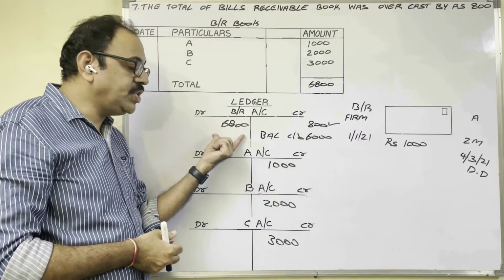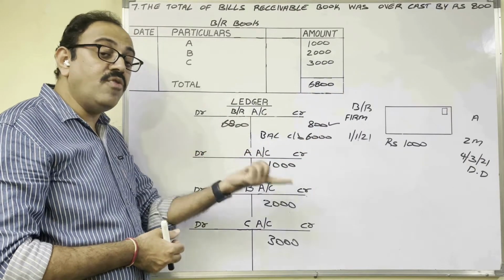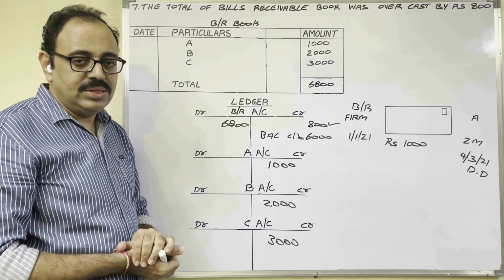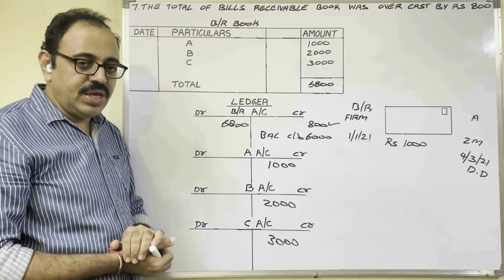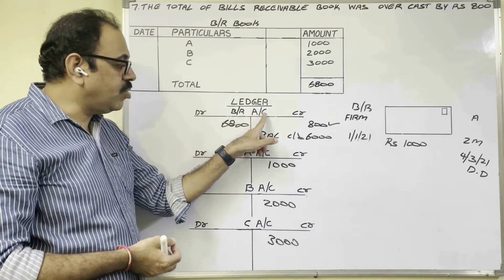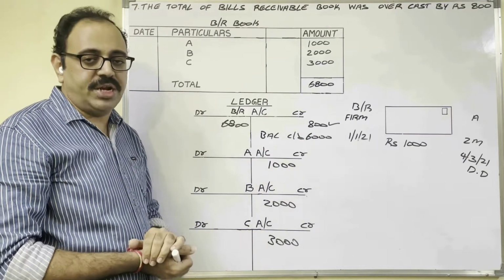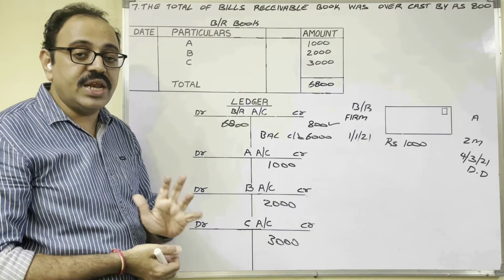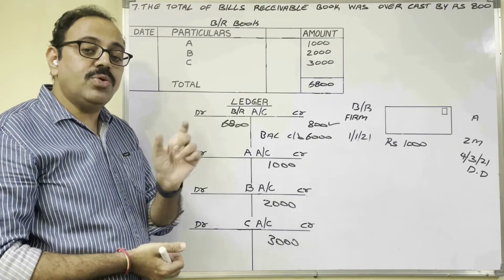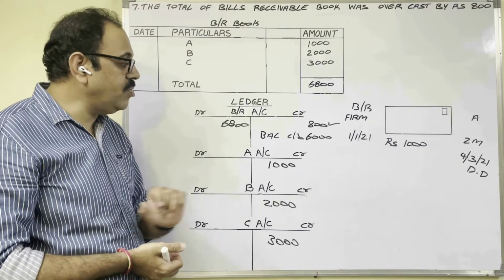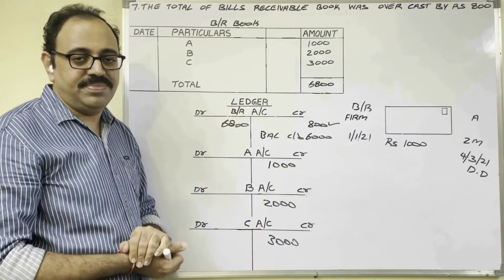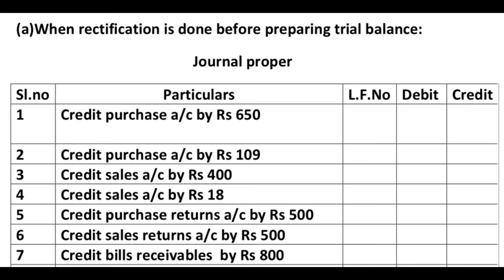Suppose this rectification of error entry is written after preparing the trial balance. Then we should write the journal entry. The bills receivable account should be credited. Therefore, suspense account should be debited. The rectification of error entry will be: suspense account debtor to bills receivable account 800. A. When rectification is done before preparing the trial balance.